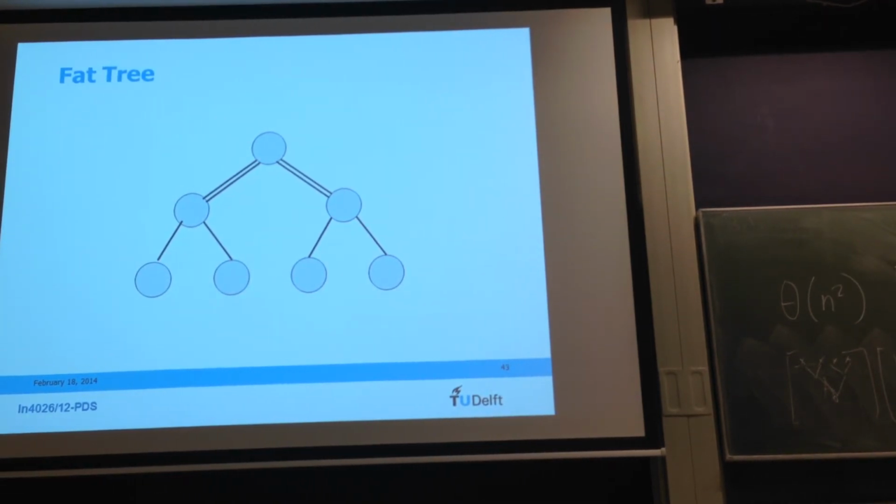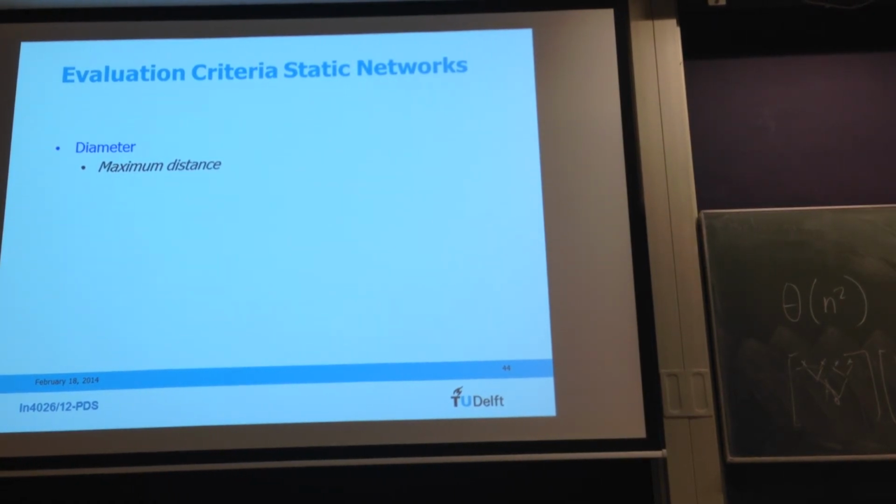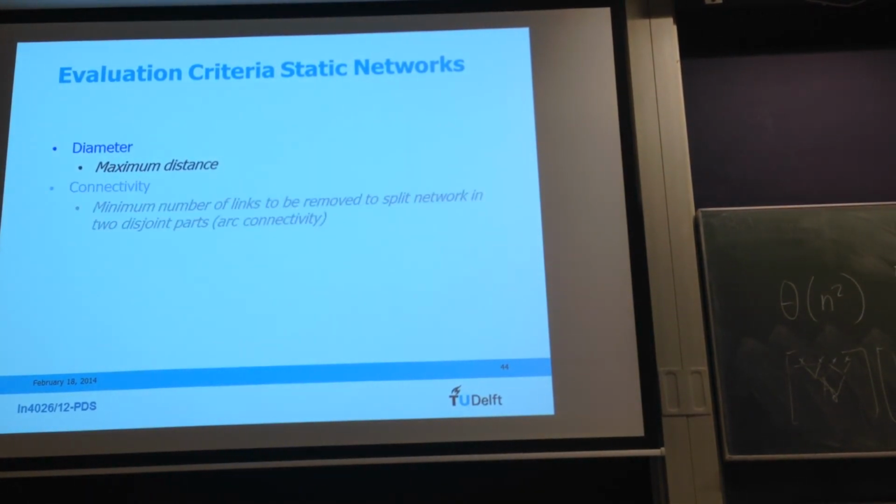For one reason or the other, we need some criteria to be able to evaluate the networks, if we have to choose one. One evaluation criterion is the diameter. That's the maximum distance from one point in the network to an arbitrary other point in the network. That's something which is important.